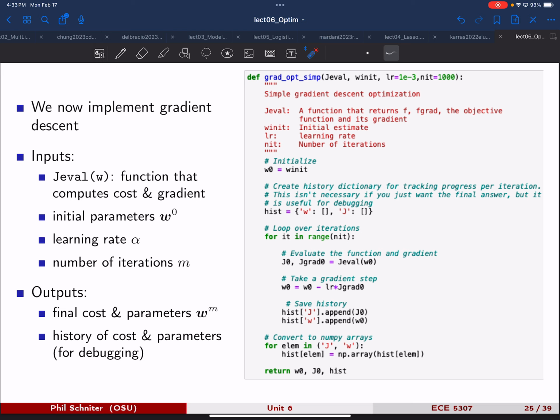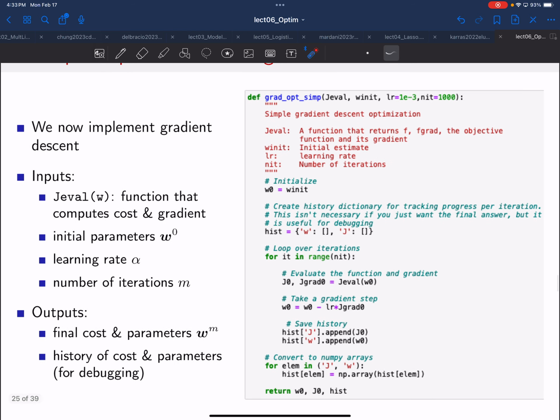Just some details. What we're actually doing here is we're setting up a Python list, and we're appending to a Python list. That's not NumPy, so in order to actually convert this to NumPy, we have another little piece of code that goes through the list and converts everything to NumPy arrays. Anyway, we finally return the final parameters, the final cost, as well as that history of costs and parameters as well.